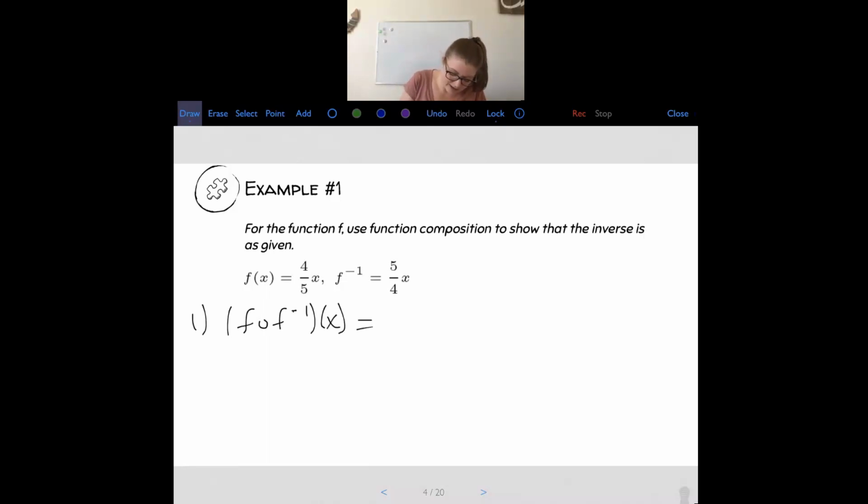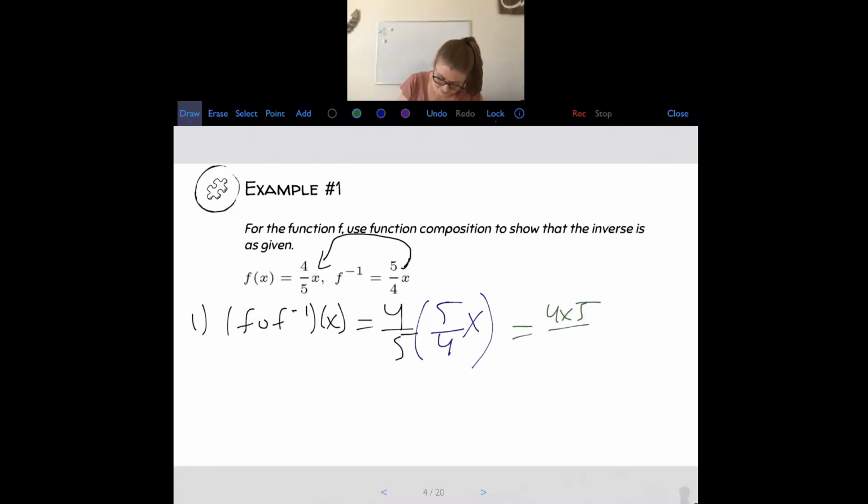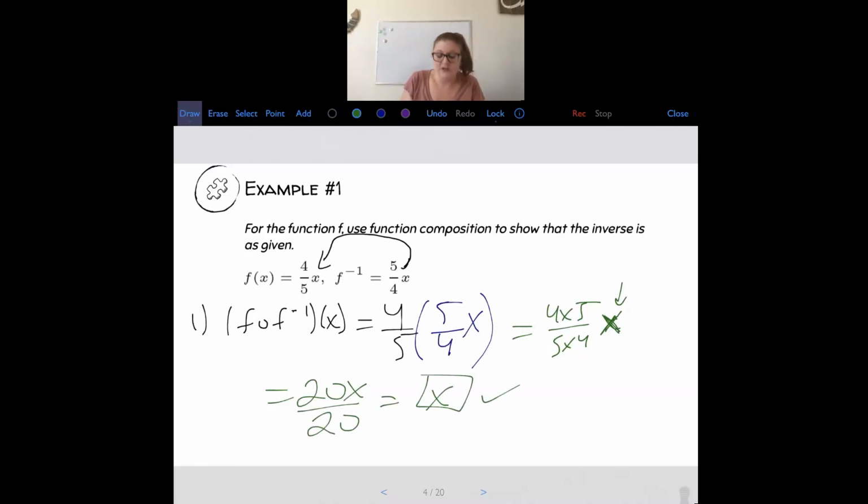Okay, so that means that f inverse, or 5 over 4 x, is going to go into the x in f. So we have 4 over 5 times 5 over 4x. And so you can work with fractions differently. You might see that the 4's cancel and the 5's cancel. But if we were to multiply, this would be 4 times 5 over 5 times 4 and then times x. So this is the variable x. Okay. This gives us 20x over 20, which reduces down to just x. So that one checks off.